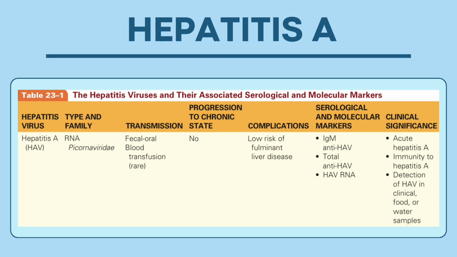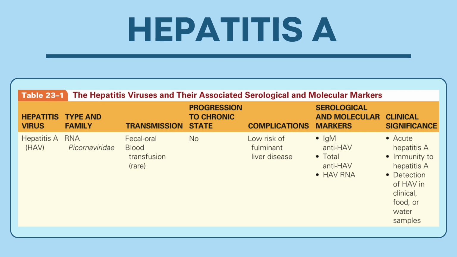It is under the type and family of RNA Picornaviridae, and its transmission is by the fecal-oral route and blood transfusion, which is very rare. Hepatitis A has no progression to a chronic state, but it has complications such as a low risk of fulminant liver disease. It has several serological and molecular markers such as IgM anti-hepatitis A, total anti-hepatitis A, and lastly, hepatitis A RNA.